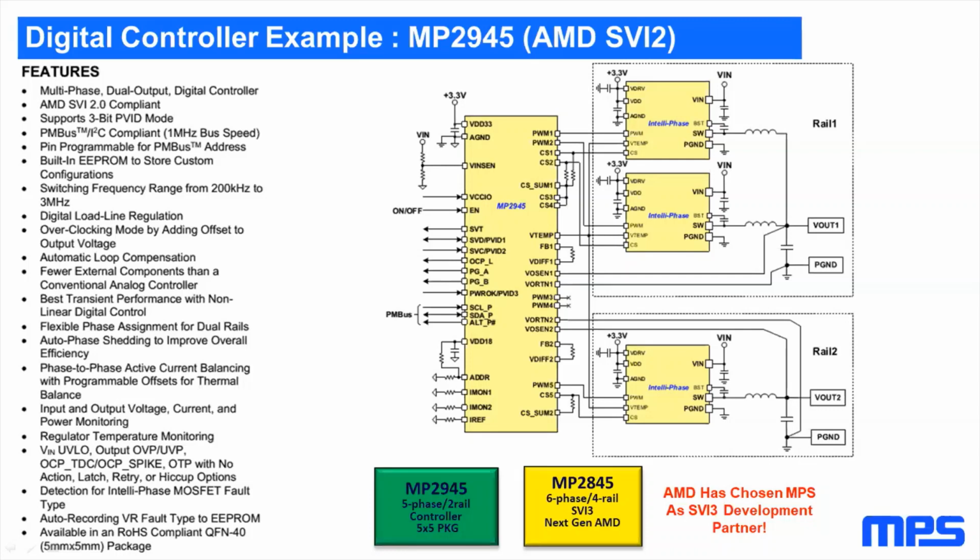There are several variants of this MP2945 controller. They always have 2 rails, but a higher number of phases. So 5 phases is the smallest one, but it's sufficient for most embedded designs we have. We also work with AMD on the next generation SVI3 controller. It will be available around mid of this year.